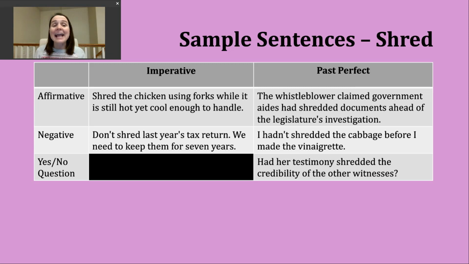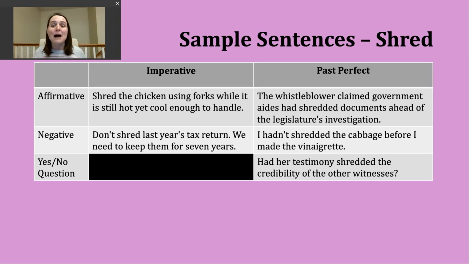Now, if I want to make a negative imperative sentence, what I'm going to do is use do, not, and then the base verb. You might also hear the contraction don't, and then the base verb. Here's an example. Don't shred last year's tax return. We need to keep them for 7 years. So here, this would tie back to that second definition of taking pieces of paper and turning them into unreadable strips. So this person is telling you, don't put last year's tax return through the machine. That's going to make it unreadable.